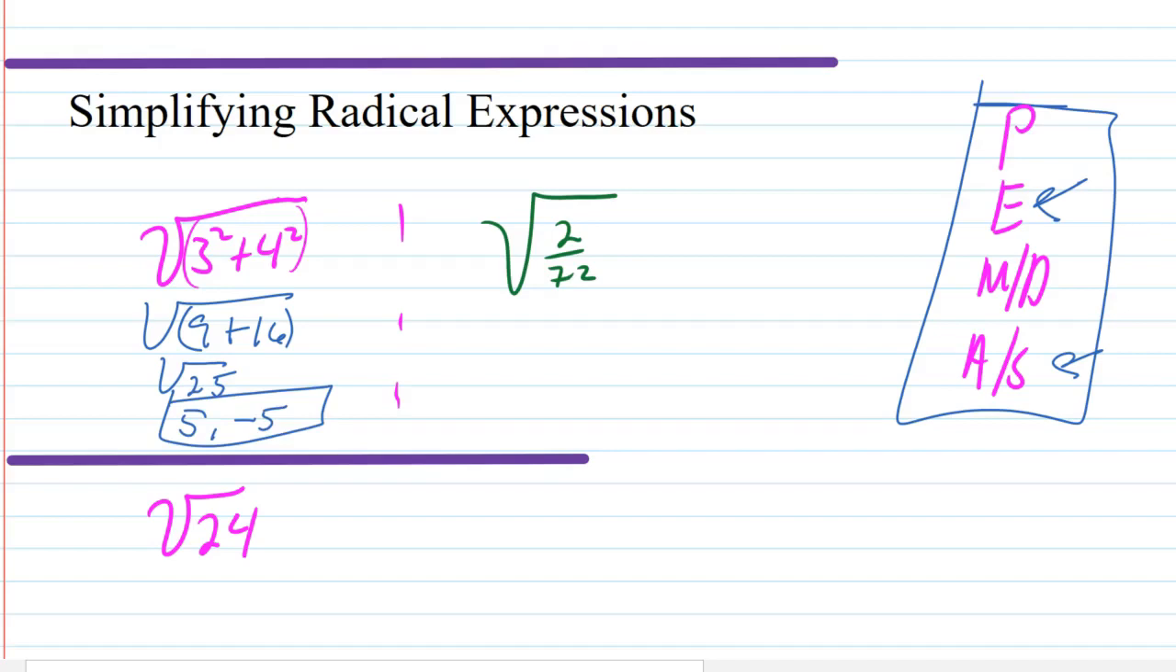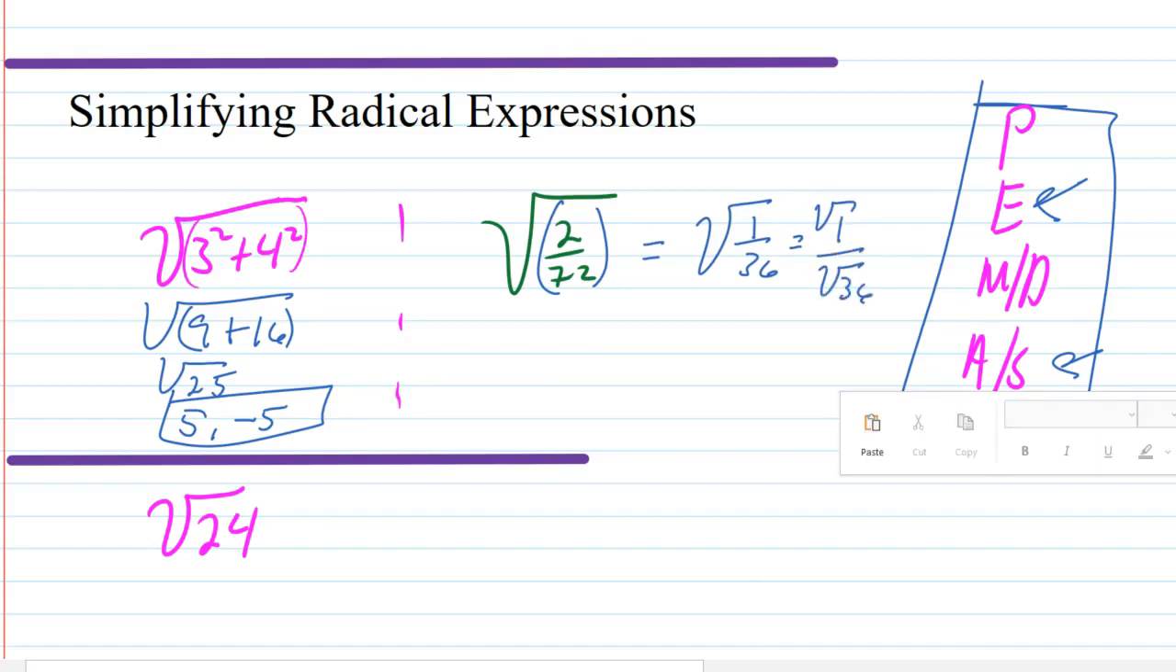Again, here on the right, I have an invisible set of parentheses because the whole thing is in the radical. So what that's going to give me is the square root of 1 over 36. Easy way of doing this is to split it into two pieces. What is the square root of 1? And then what is the square root of 36? Gives me 1 over 6 and negative 1 over 6.